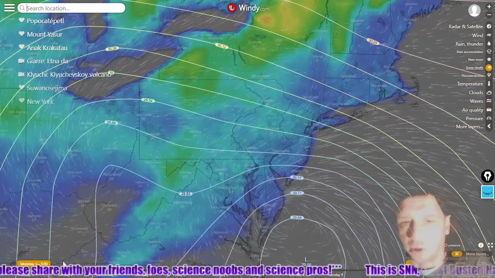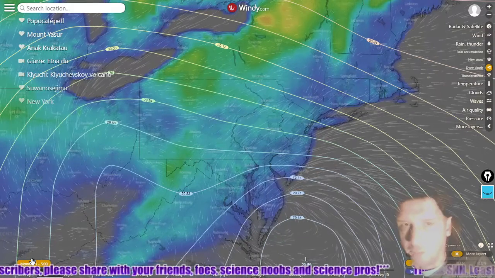And here's the forecast courtesy of windy.com. They've got a great mobile app, by the way. Perhaps check that out.